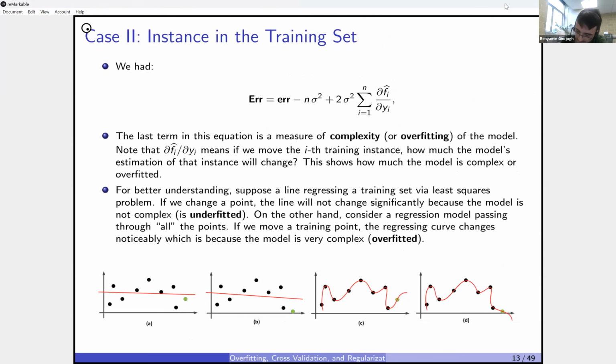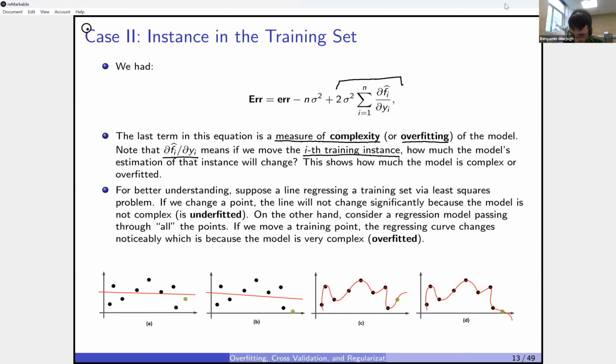Okay, so this last term, which is a pain in the neck, is a measure of complexity or overfitting of a model. Why? What does it mean? It's the derivative of predicted outputs with respect to labels. It means that if I'm at a training data point in the training data set, and I move the ith training instance's label, its observation, how much will the model's estimation of that instance change? And if it changes a lot, it means that the model is very complex, very overfitted. If not, it means that it's not complex.